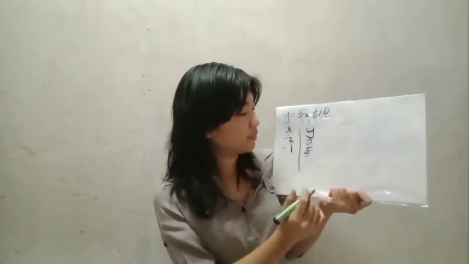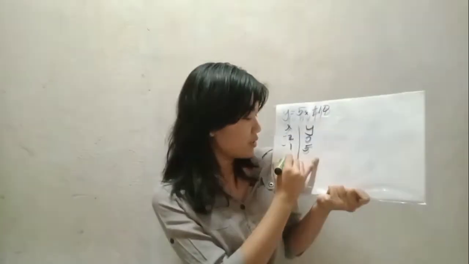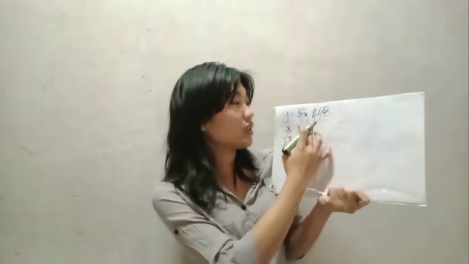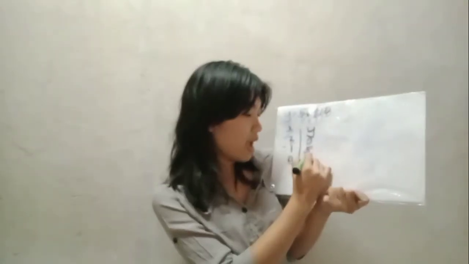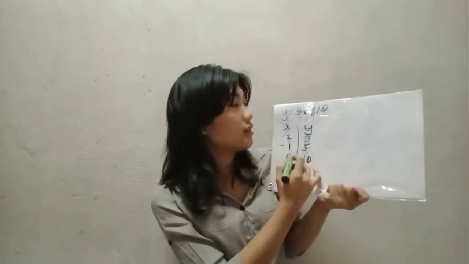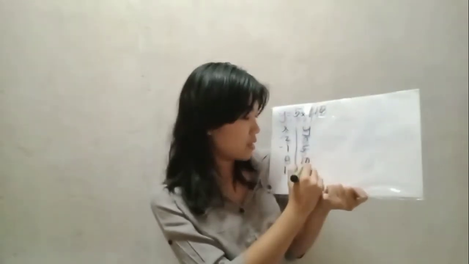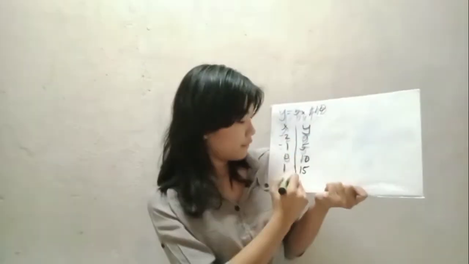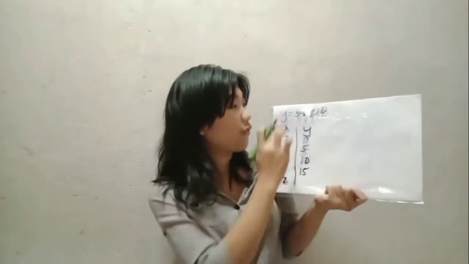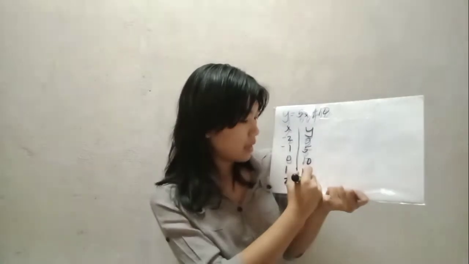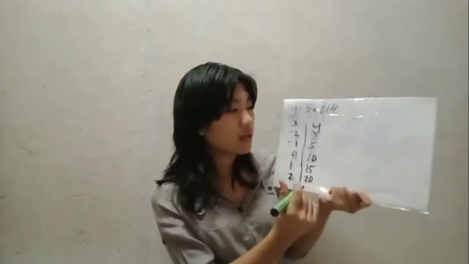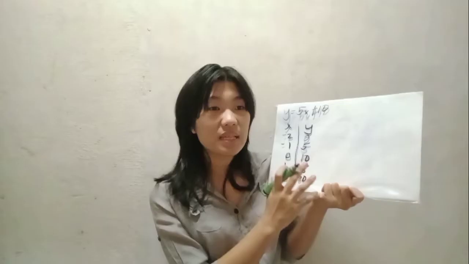5. Then 0: 5 times 0 plus 10 is 10. Then 1: 5 times 1 plus 10 is 15. Then 2: 5 times 2 plus 10 is 20. So now we have the values of x and y.